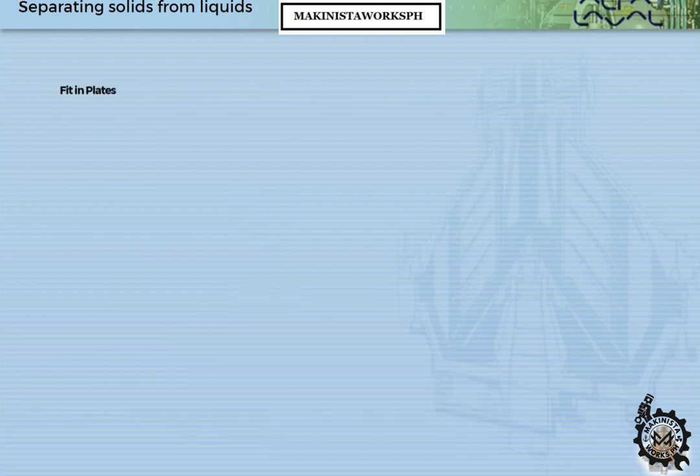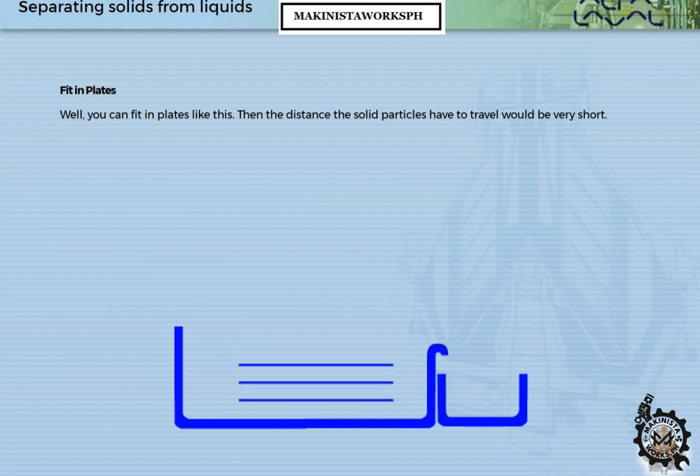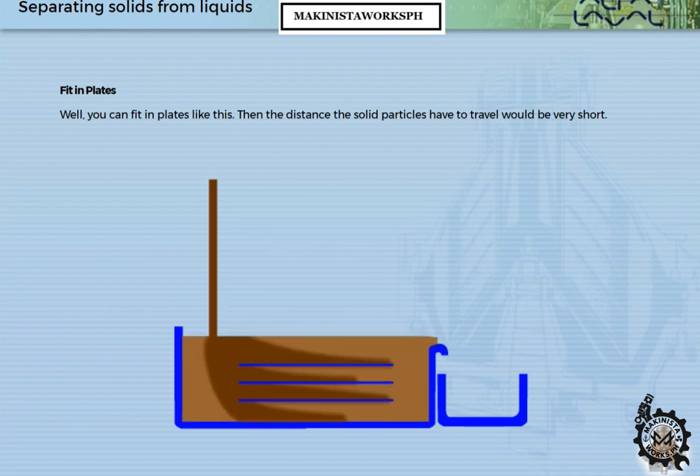Fit in plates. Well, you can fit in plates like this. Then the distance the solid particles have to travel would be very short. This is an effective way to increase the speed of separation.